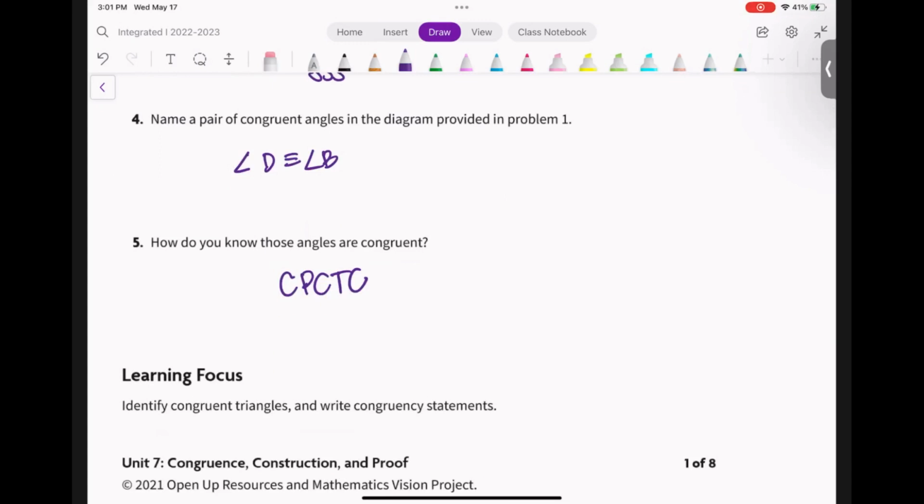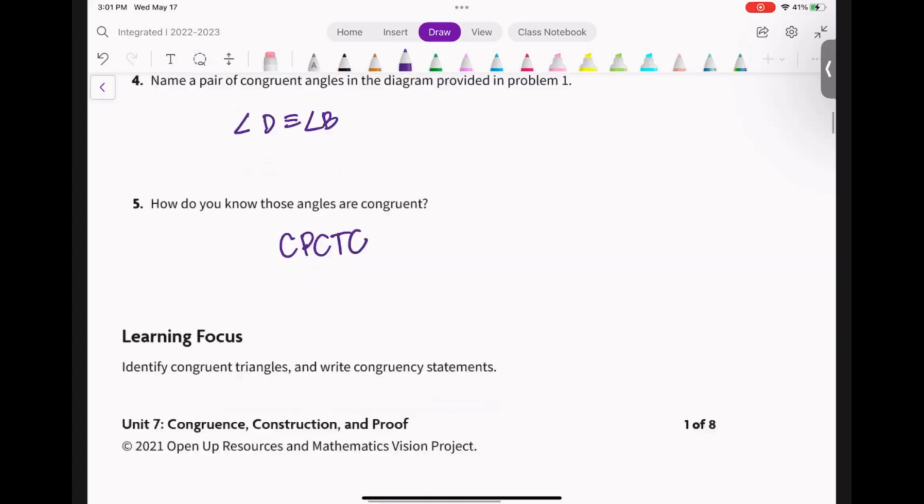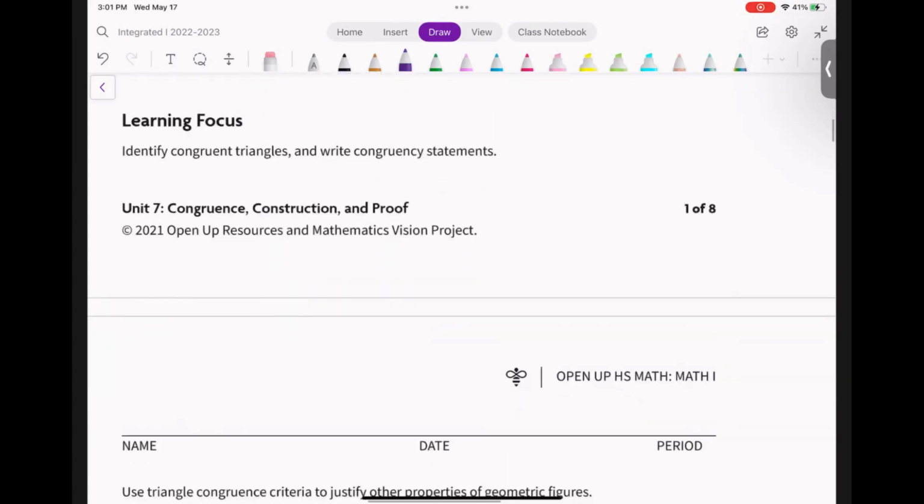You're going to hear me say that a lot. Okay, so today our focus is going to be to identify congruent triangles and then write congruency statements. Remember, we talked about this when we have the triangle ABC is congruent to triangle DEF, something like this. And remember, we talked about a picture's worth 1,000 words, and all those statements that we get are congruent once we say that. We'll be practicing that today.